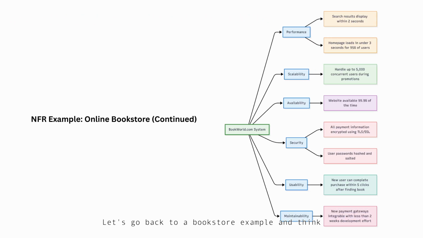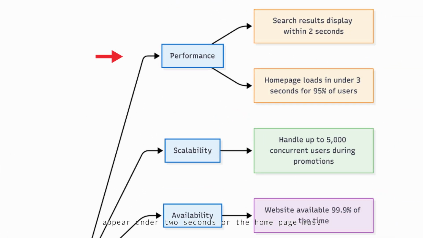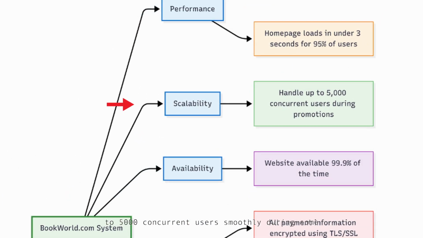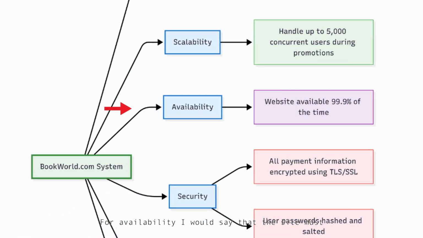Let's go back to our bookstore example and think about the non-functional requirements. For performance, I might say that the book search results must appear under 2 seconds, or the homepage must load under 3 seconds for 95% of the users. For scalability, the system must be able to scale to 5,000 concurrent users smoothly during some holiday sale. For availability, I would say that the site must be available 99.9% of the time.